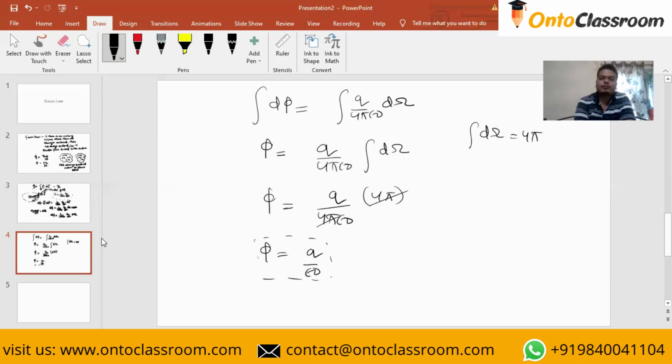This is the mathematical statement of Gauss theorem, which has been proved by placing a charge in an arbitrary surface and finding the electric field at a place which is at a distance r from that point.